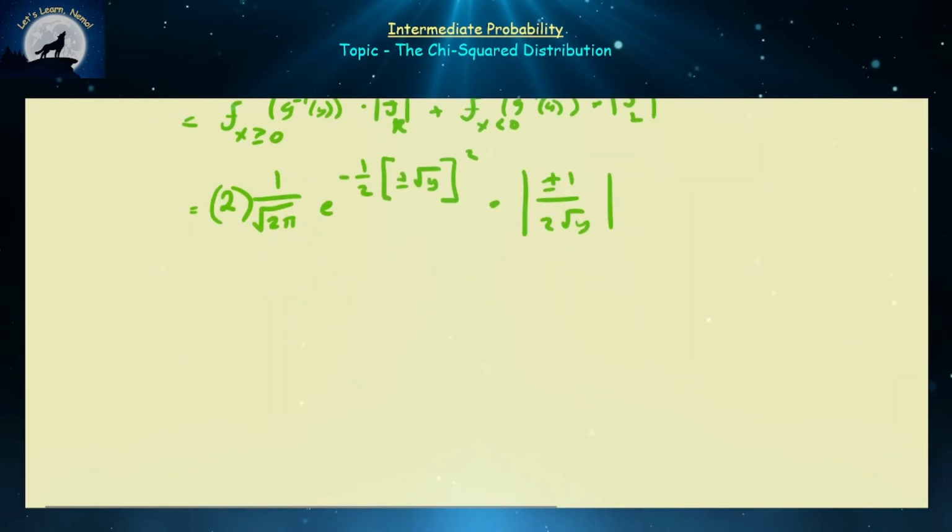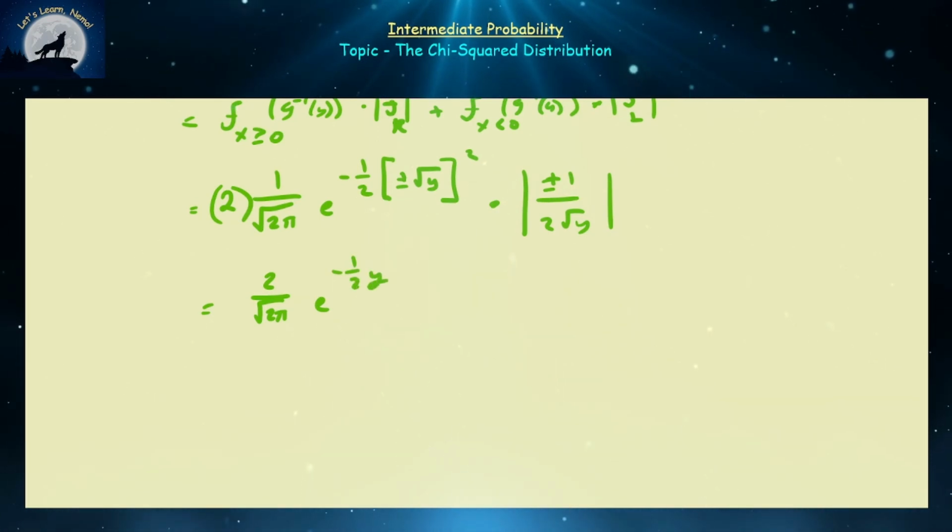So what is this going to give us? This is going to be 2 all over the square root of 2 pi times e to the minus 1/2 of y, since plus or minus 1 squared is 1, and the square root of y squared is just going to be y. And then over here we're going to have 1 over 2 square root of y, since that's just a positive number.